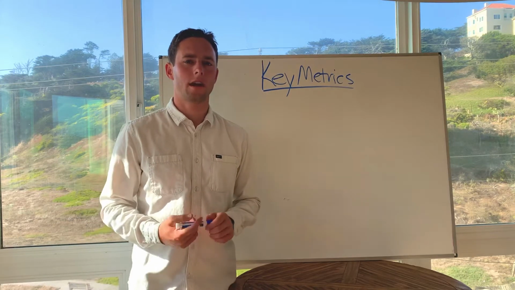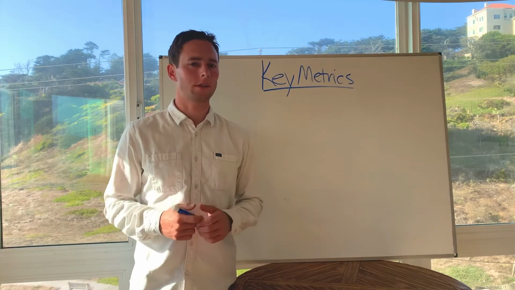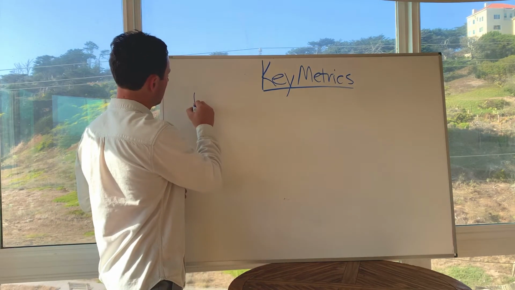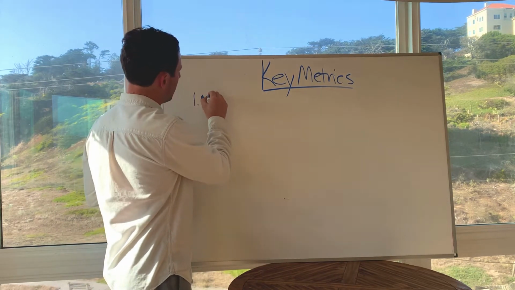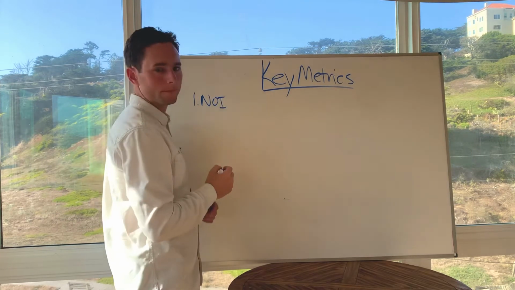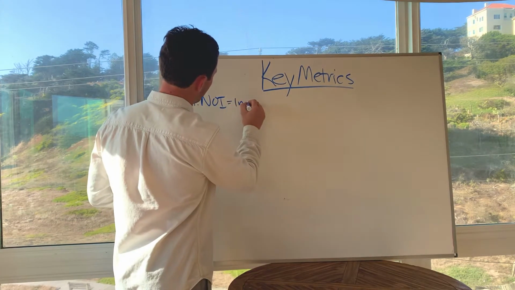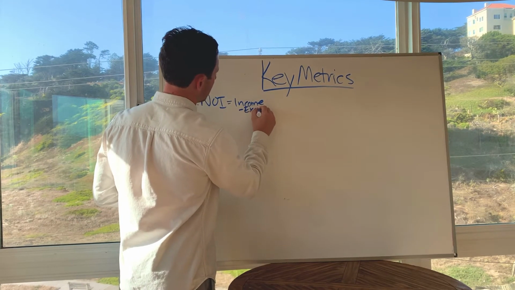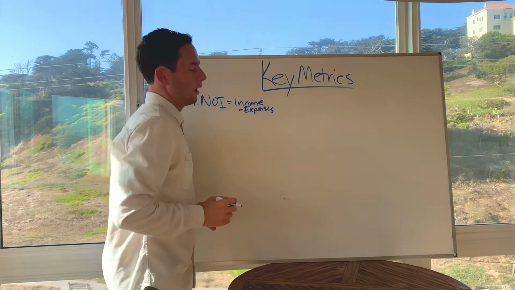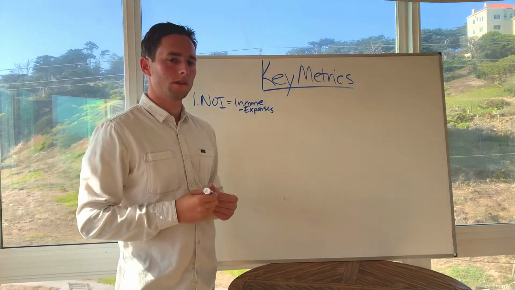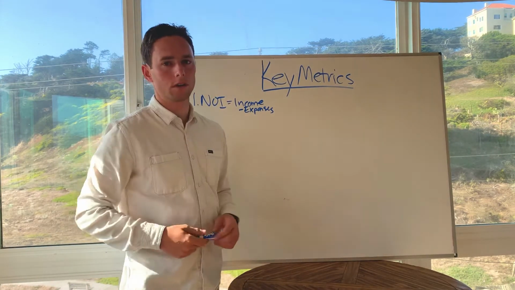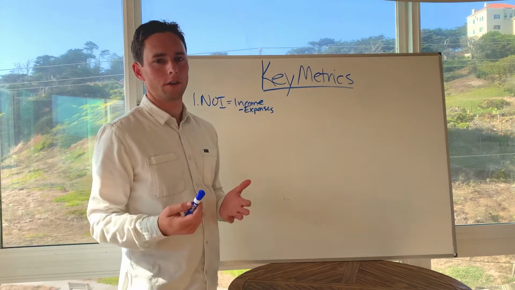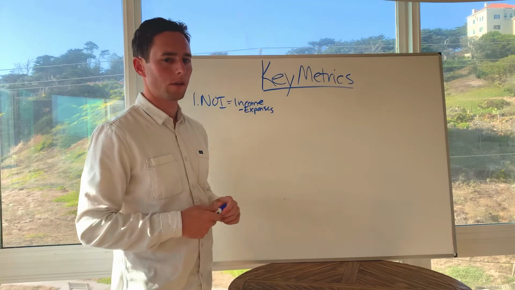Here's 10 key metrics every real estate investor should know before they invest. So the first metric I want to mention is the net operating income, which is income minus expenses. And this shows you how much money you'll have left over after all of your expenses and before paying the loan. So you'll be able to figure out if you can actually pay for the loan.